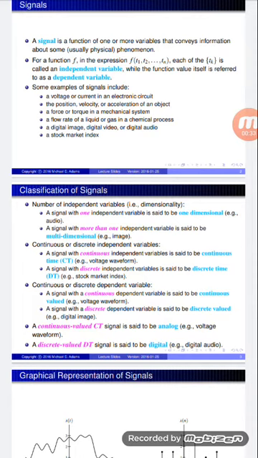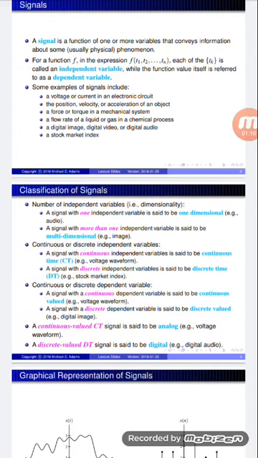First, what is a signal? A signal is a function of one or more variables that conveys information about some phenomenon. That means any information source which contains some individual variables to form a group and that will convey a message. So signal means information. A signal is a function of one or more variables that conveys information about some phenomenon.